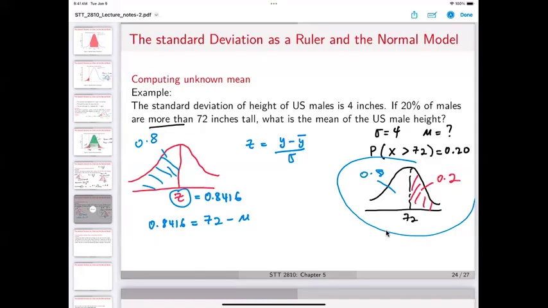So you see, this is the equivalent standard normal. Okay? Now we are doing 72 minus mu divided by, what is the standard deviation we are given? 4.